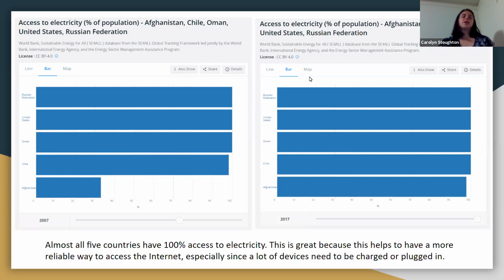I also decided to use the access to electricity as an indicator because if you don't have the electricity to plug in a device or charge it, you can't really use that device. So in these graphs, you can see that Afghanistan has grown to eventually have almost the same amount of access to electricity as the other four countries, which is great because it shows that if the populations do have the digital devices that are needed to grow their digital competencies, they are able to power them on and charge them.